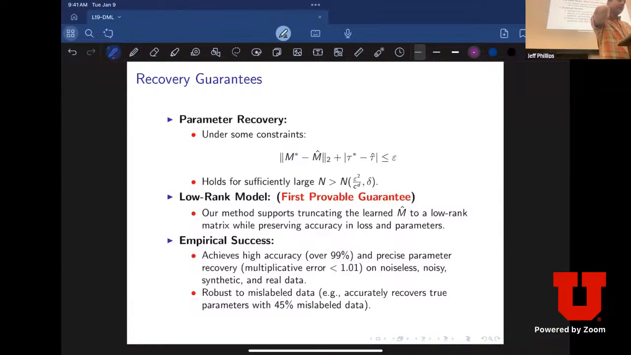You can also show you can recover the parameters. You get close in the right parameters of the distance, and you can truncate the distance using a low rank approximation, and this will give you a low rank metric that you've learned as well. If the eigenvalues of M are small enough, then you can prove some approximation guarantee in the distance as well. Okay, and this works pretty well.